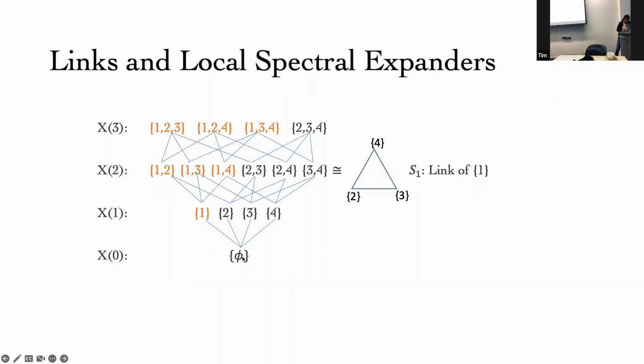Actually, let me say a simpler thing. If you look at the link of phi, that is just the whole complex. And the first 2 levels are just a regular graph. You can think of 1, 2, 3, 4 as vertices, and 1 2, 1 3, 1 4, etc. as edges. So the first 2 levels of any complex are a graph, and we can look at the expansion properties of that graph. Similarly, we can take any subcomplex and look at the graph in the subcomplex. So here we look at the link of 1, and that is the complete graph.